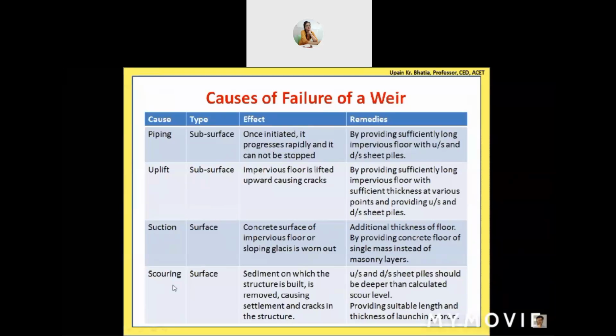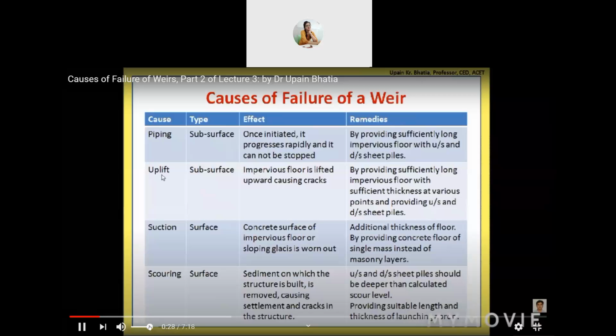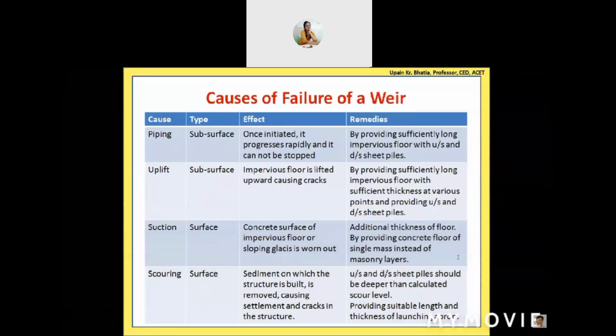Out of these four, the first two, piping and uplift, are caused by the subsurface flow. The water which is flowing through the pore structure of the soil or under the bed, that means inside the bed soil of the river, that flow is causing the failure. Uplift we have discussed in detail as of now. Piping also happens in the interior of the bed only. To prevent this piping, we provide the inverted filter also.